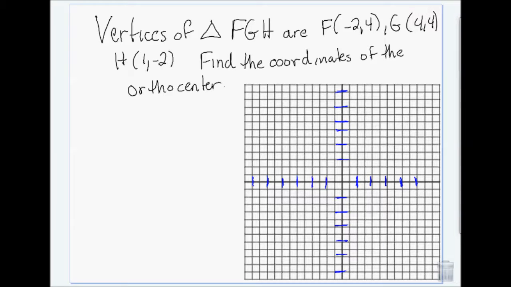We are going to first find these vertices. F is at -2, 4, so I go -2 and then up 4: 1, 2, 3, 4. So that's F. G is at 4, 4, so I go 4, 4. And then H is at 1, -2, so that's going down.